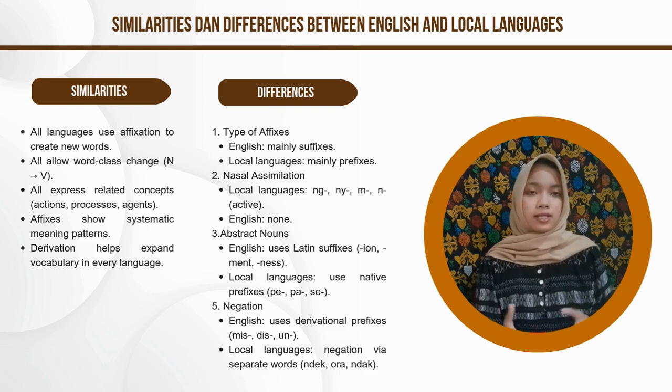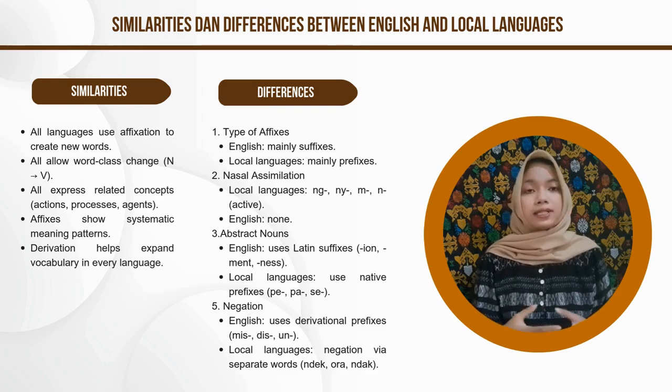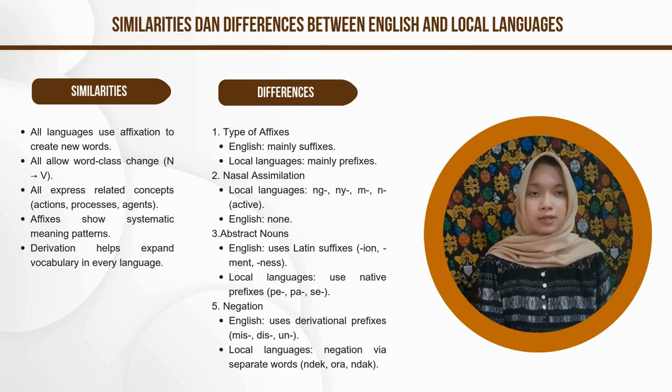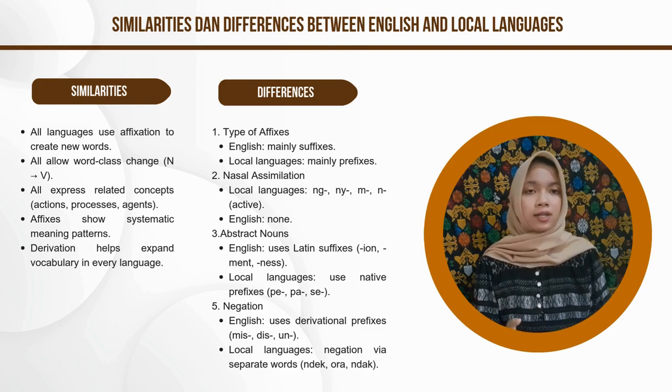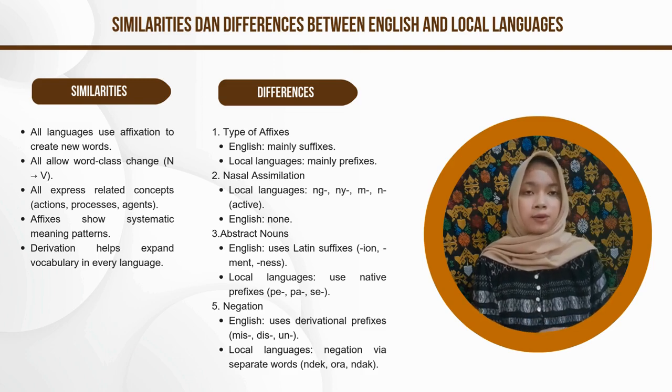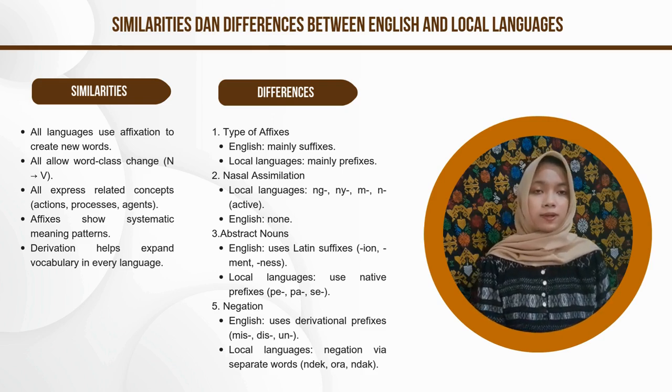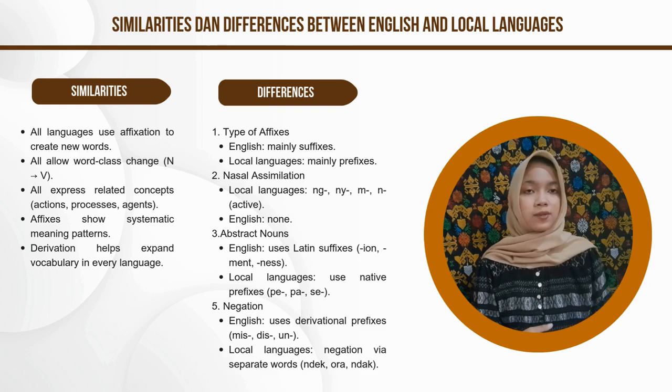So first, let's look at the similarities. First, all the languages, English, Sasak, Sumbawa, and Javanese, use affixation as the main way to create new words. They simply add a prefix or suffix to change the meaning. Second, all of the languages allow word class changes, for example, turning a noun into a verb or a verb into a noun. And third, all languages use derivation to express related ideas such as actions, processes, agents, and results.